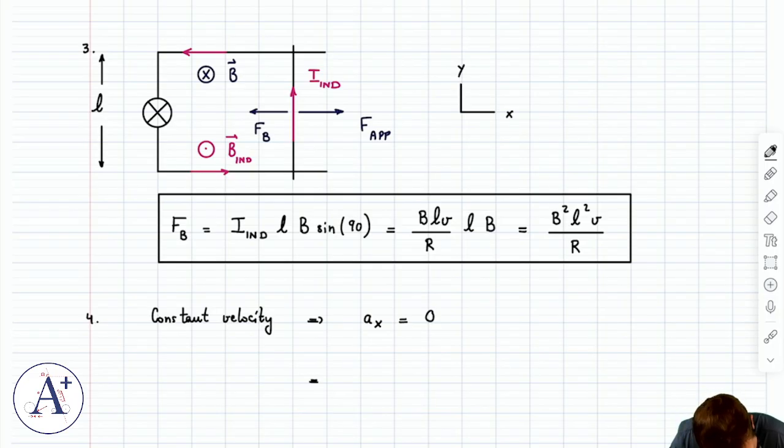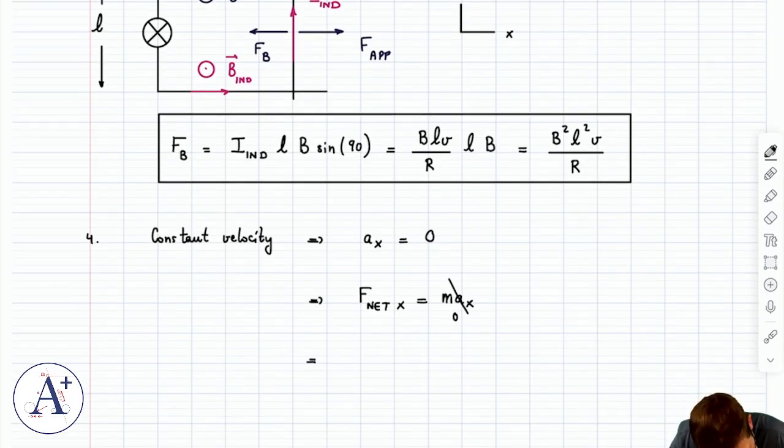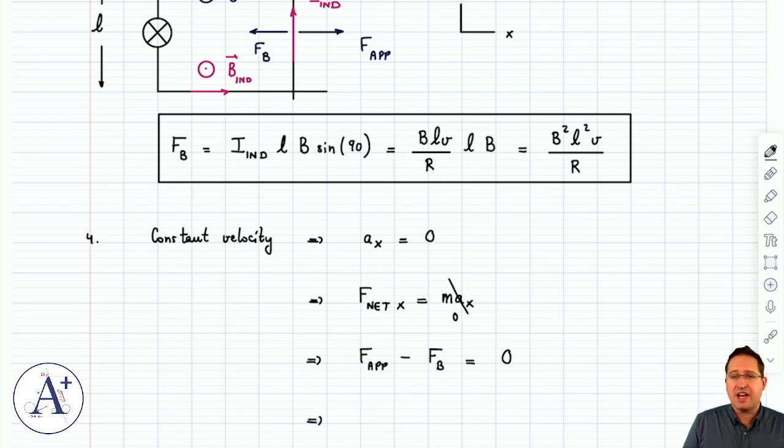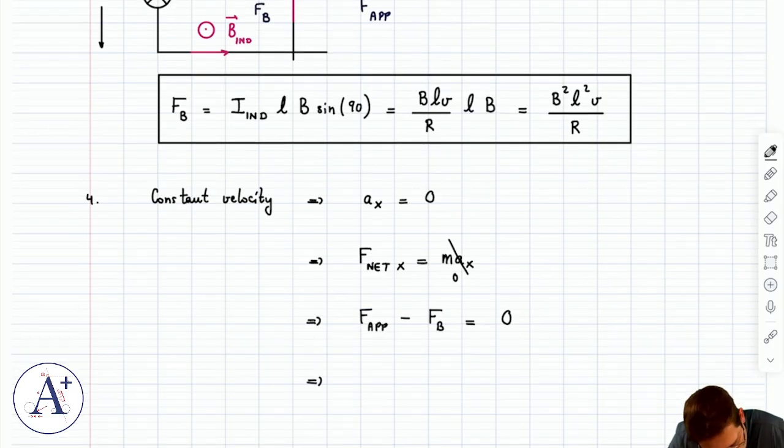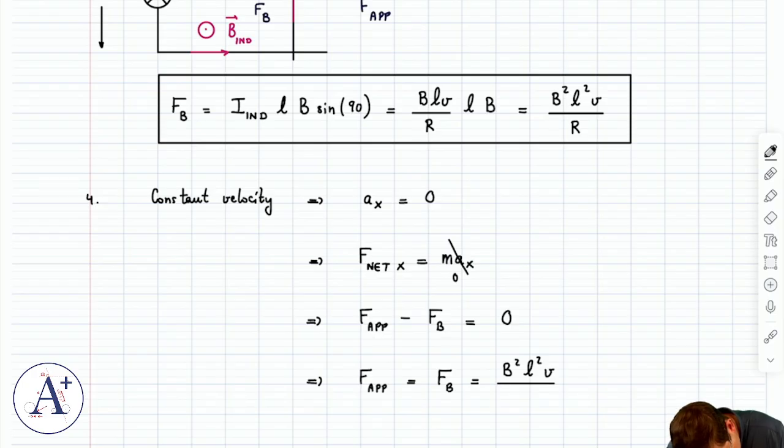Which means that the net force in the x direction, which is equal to m a_x by Newton's second law, has to be 0, which means that F applied minus FB has to be 0. So in other words, F applied has to point to the right, and in magnitude has to be exactly equal to FB so that the velocity of the rod remains constant. So it's going to be B squared L squared V divided by R.